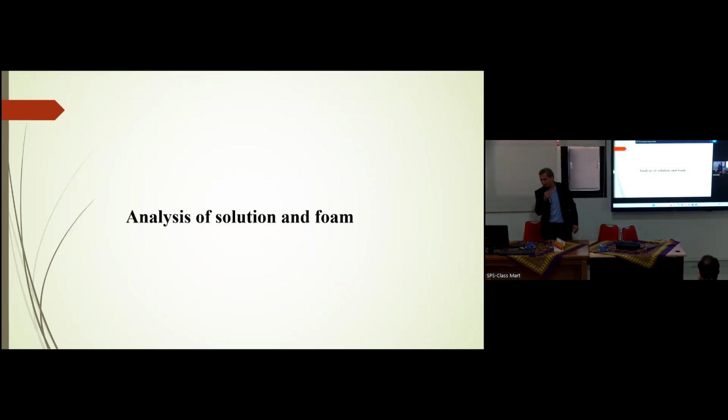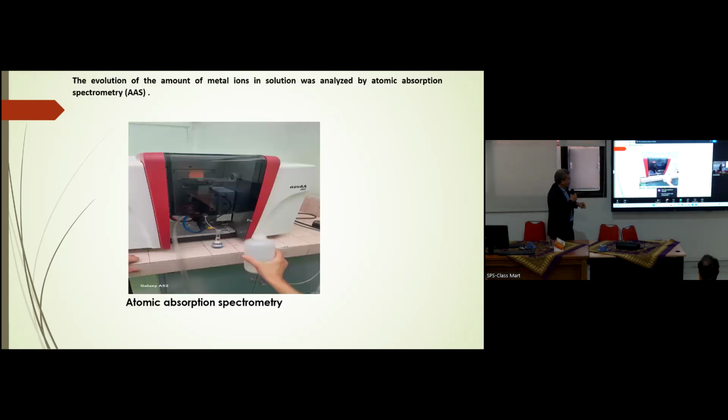And for analysis of the solution and the foam, we have to analyze both. For this, we use an atomic absorption spectrometer to analyze the solution, to see if there are metals or not. We can measure zinc, iron, aluminium, and cadmium with this atomic absorption spectrometry.